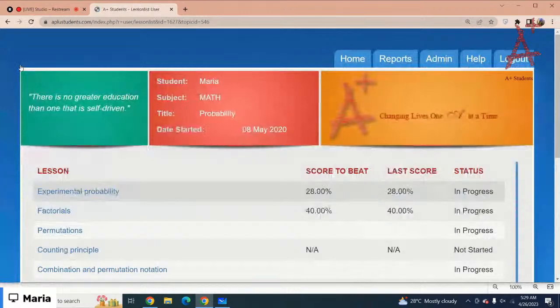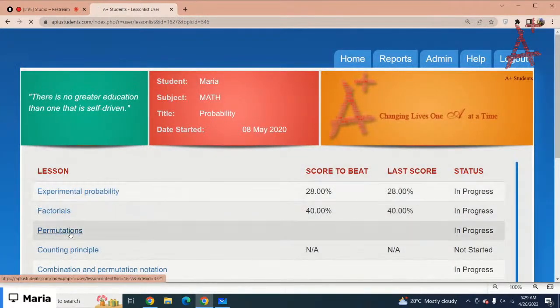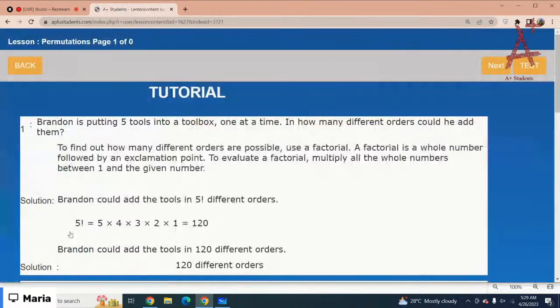The next lesson is permutation. So let's just start with the next lesson. Brandon is putting 5 tools into a toolbox, one at a time. In how many different orders could he add them?